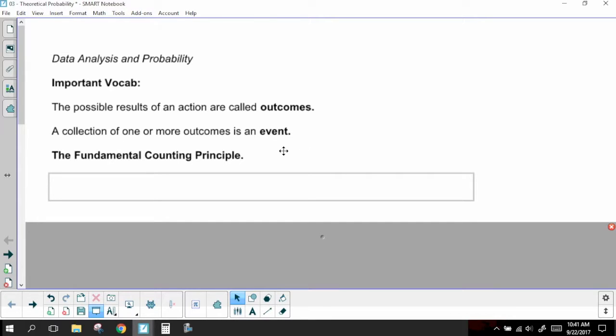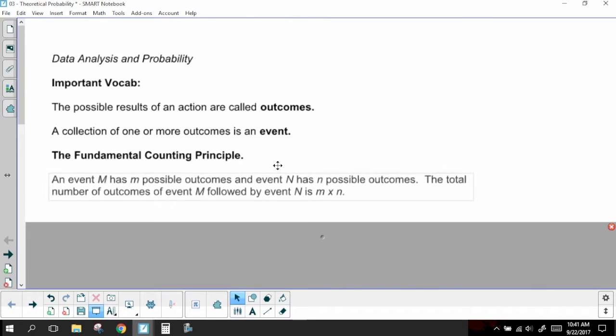We talked yesterday about the fundamental counting principle. There's a long description here, but an event M, capital M, has lowercase m possible outcomes, and an event N, capital, has lowercase n possible outcomes. The total number of outcomes of the first event followed by the second event is multiplying the number of outcomes together. That's not too bad.